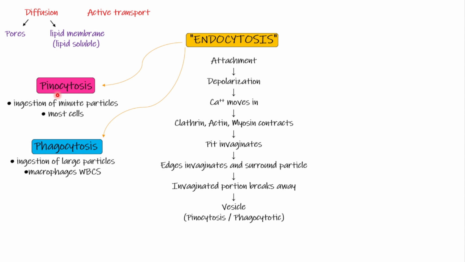Pinocytosis takes place in most of the cells of the body. Most cells have the ability to do pinocytosis, whereas only a few specialized cells can do phagocytosis, like macrophages, the WBCs. So this is endocytosis, pinocytosis, and phagocytosis. Now, what is going to happen with this vesicle when it is being endocytosed?